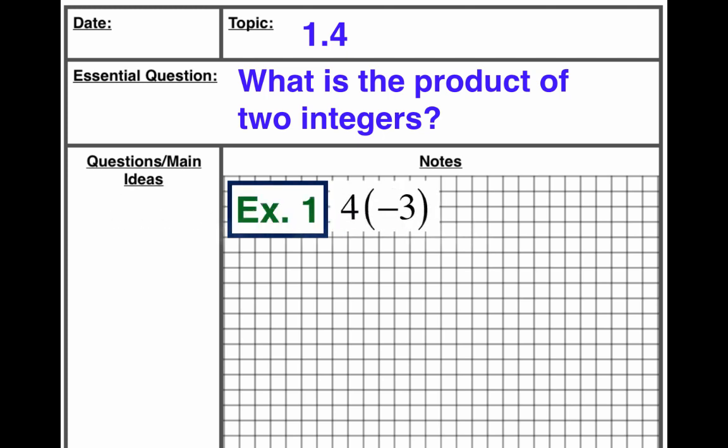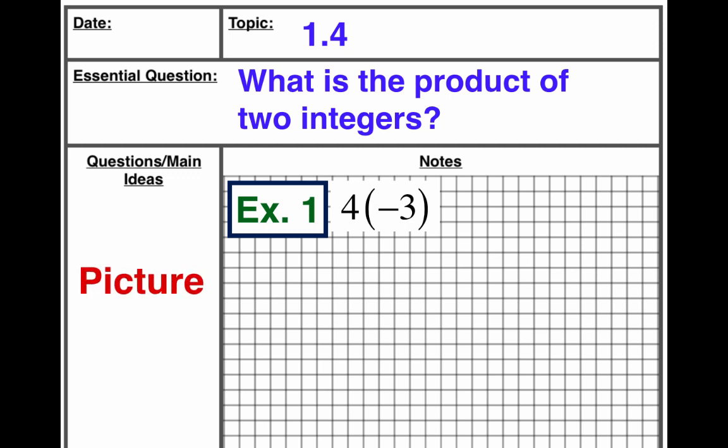We're going to try a problem. Here's the problem we're going to do. We're going to do 4 times negative 3. And I know you already know how to do like 4 times 3. And you know 4 times 3 is 12, but what happens when the negative gets in there? Well, let's make a visual. Let's draw a picture of what this would look like.